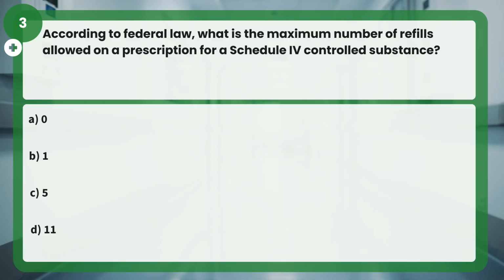Question 3. According to federal law, what is the maximum number of refills allowed on a prescription for a Schedule IV controlled substance? A. 0. B. 1. C. 5. D. 11.